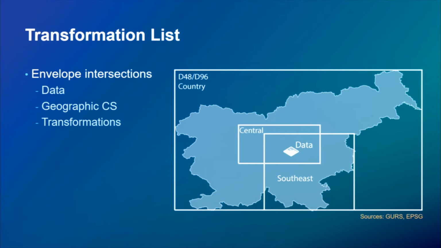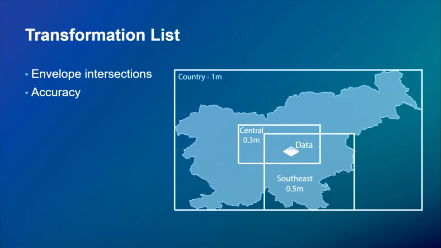And for the tiebreaker, we use accuracies. So the countrywide transformation has 1 meter accuracy, the central transformation has 0.3 meter accuracy, and the southeast transformation has half meter accuracy. So on the transformation list, the central transformation is going to show up first because it's the most accurate and covers the whole data, followed by the southeast transformation with half meter accuracy and the countrywide transformation with 1 meter accuracy. After that, we're going to have other transformations that have a smaller intersection with the data.